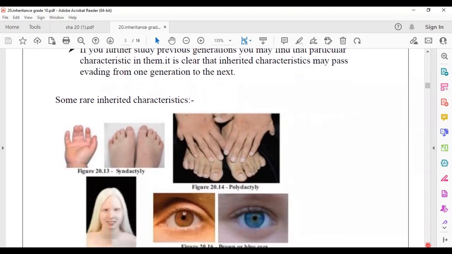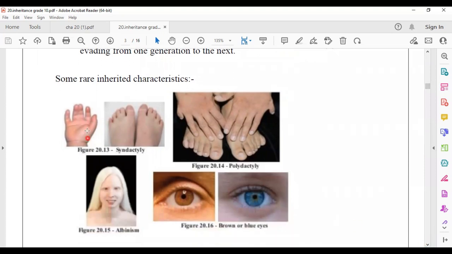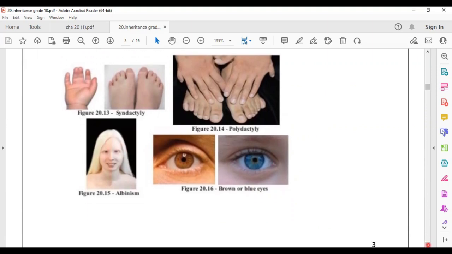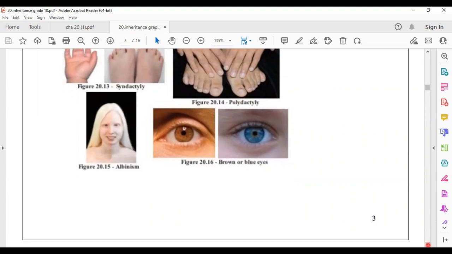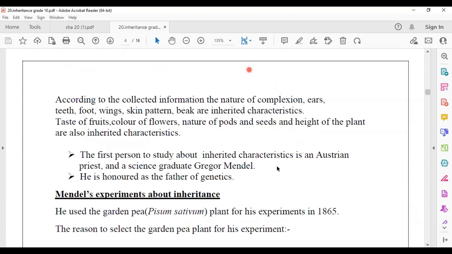These are very important. Some rare inherited characteristics like syndactyly. Syndactyly, you can see the difference in the toes. And polydactyly, there are more toes on the hands and the legs. And albinism, you can see all the features, hair, eyelashes, all are white in color. That is albinism. Brown or blue eyes, you can see. Eye color. They are rare characteristics that are passing from one generation to the next generation.